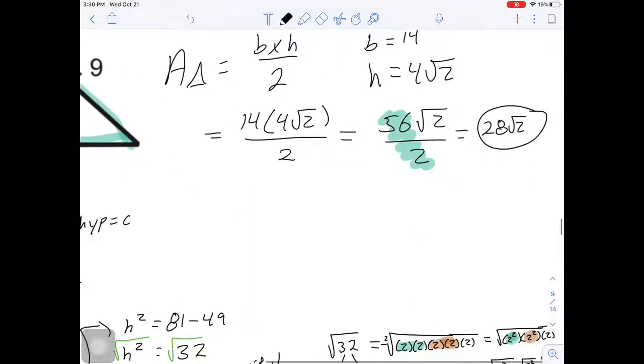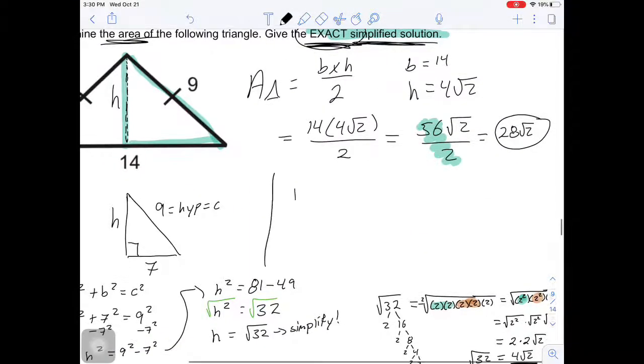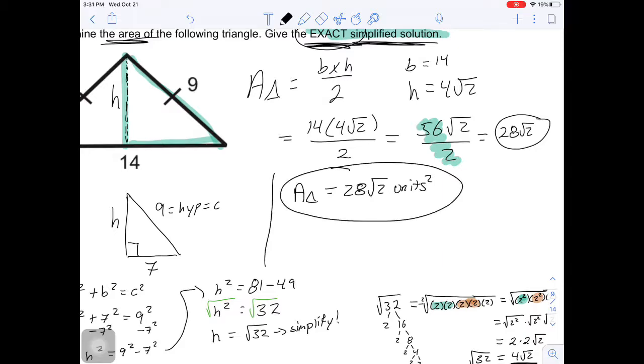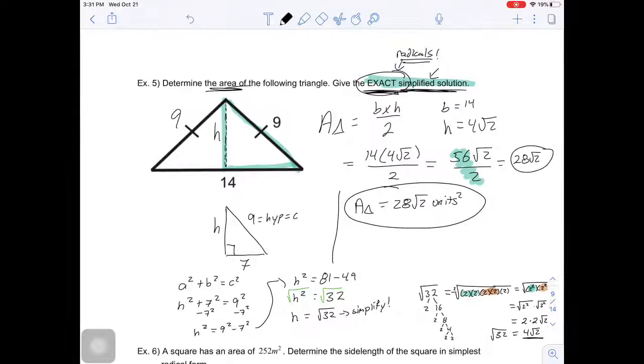So there is my area. The area of this triangle equals 28 root 2 units squared. We weren't given any units here, so you're just going to leave it as units squared. Okay? So that is our solution.